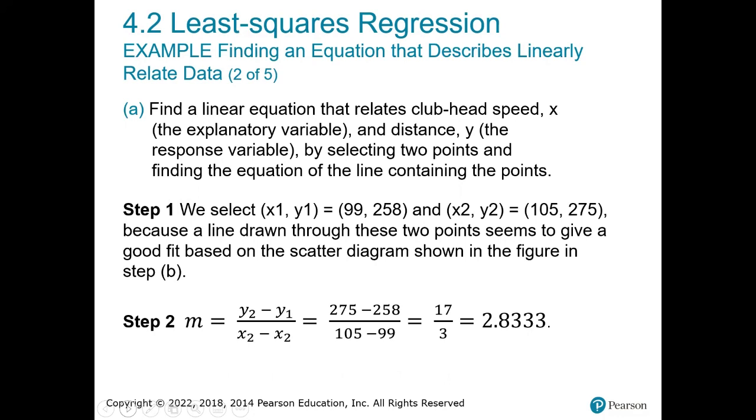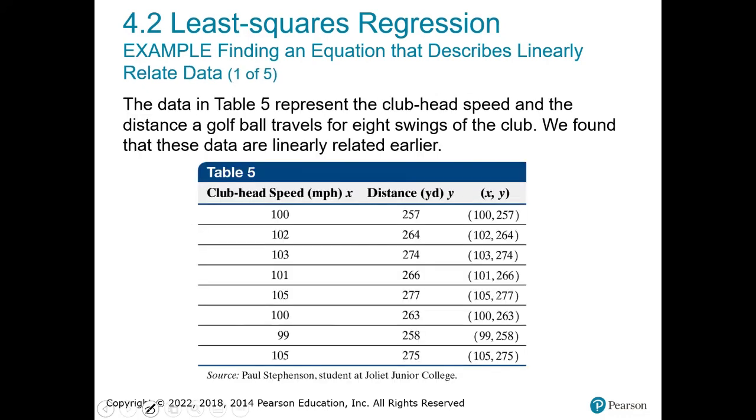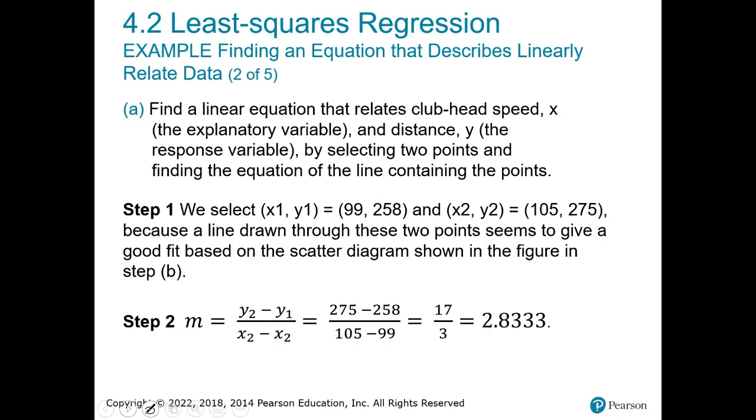Because if we're just guessing, we could each work with different pairs of points. The first thing you would do, if you were creating your own linear regression, is you would pick 2 points that you think you could draw the best line through. So what they do here is they chose these 2 points, 99 to 58 and 105 to 75, because a line drawn through these 2 points seems to give a good fit based on the scatter diagram.